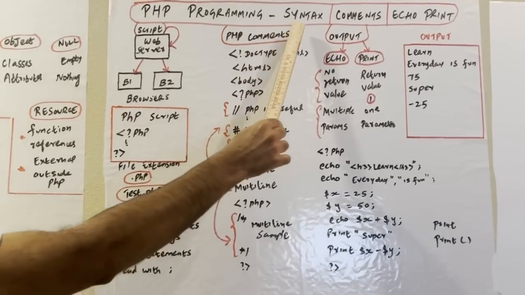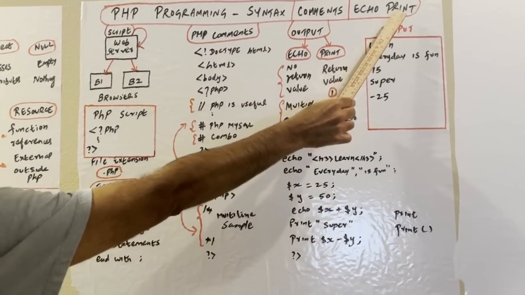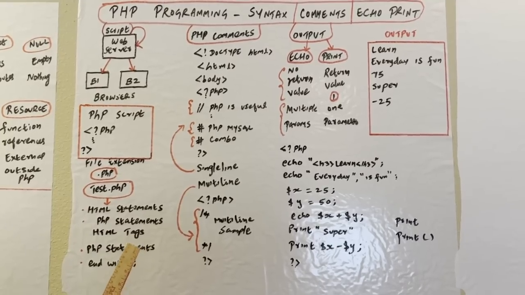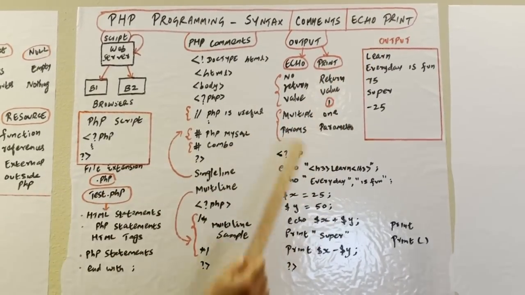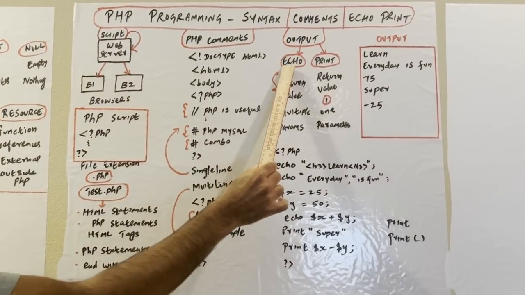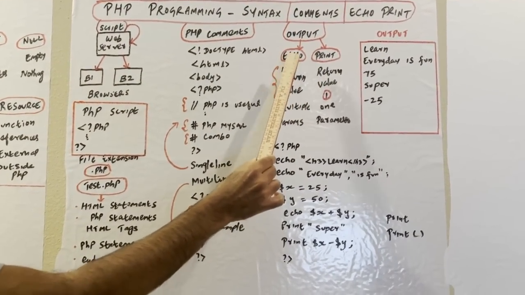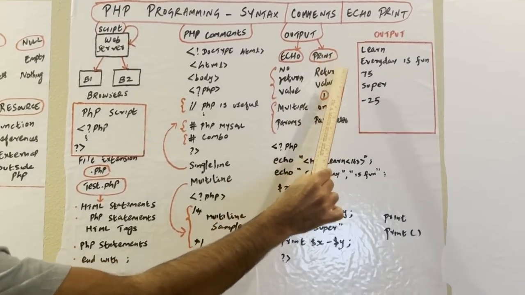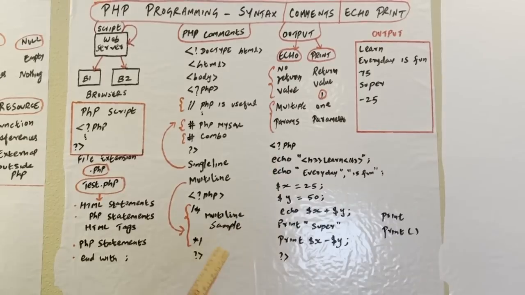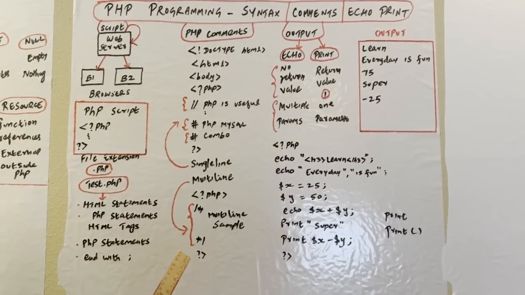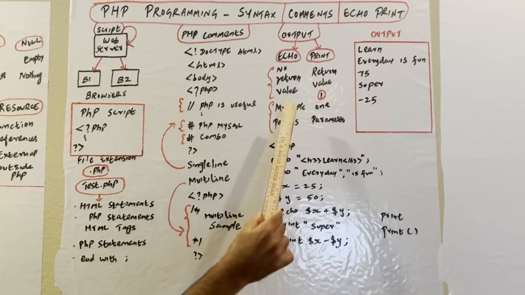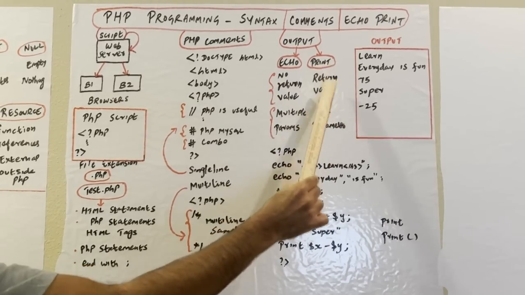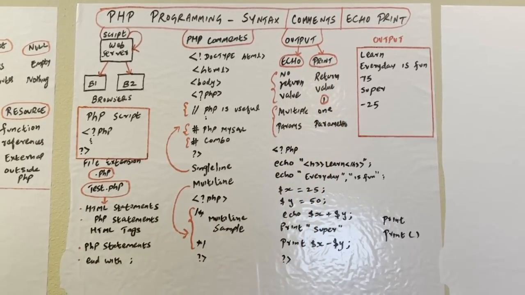PHP programming, syntax, commands, echo, print statements, output statements. There are 2 output statements in PHP, echo and print. Let's see here, echo and print. The echo statement does not return any value. The print statement returns the value of 1 upon successful execution of the statement. Echo can have multiple parameters. Print usually has only one parameter.